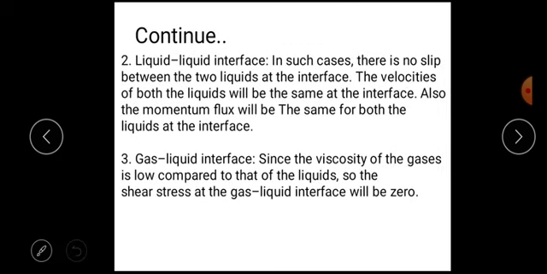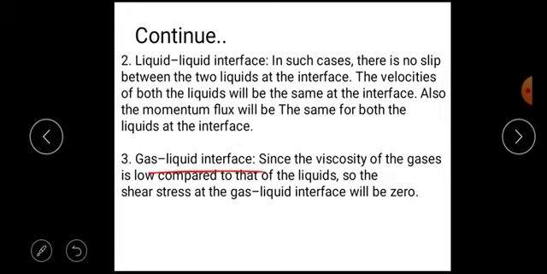Second boundary condition is liquid liquid interface. In liquid liquid interface there is no slip between the two liquids, means the velocity of both liquids are same at the interface. So the momentum flux and velocity at the interface are continuous. The third boundary condition is gas liquid interface. Since the viscosity of the gas is low compared to that of the liquid, so the shear stress at the gas liquid interface will be 0.